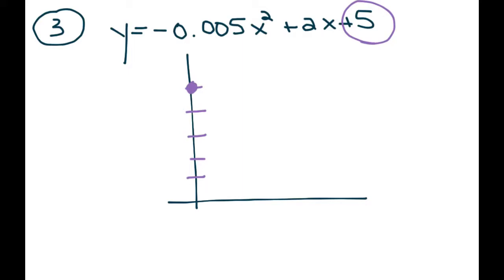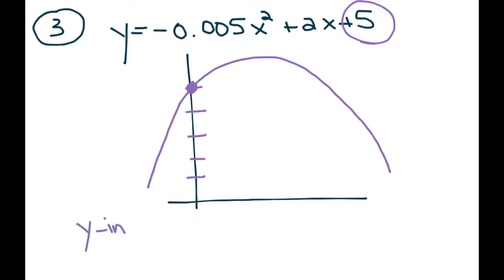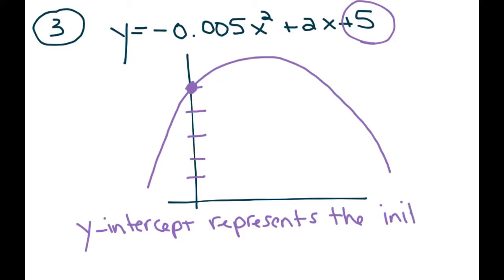And I want you to notice that the leading coefficient is negative, which means it's a parabola that opens down. So the path of the parabola probably looks like this. But this is a real-world problem about an archer and an arrow, which means that the y-intercept in this case represents the initial height of the arrow. The guy was either 5 feet tall or he was holding the bow and arrow at 5 feet above the ground. So the y-intercept represents the initial height of the arrow.